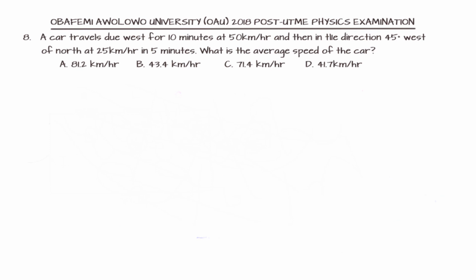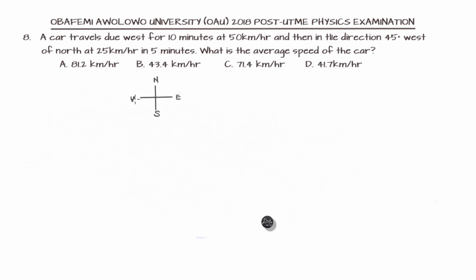In this question, we are told that a car travels due west for 10 minutes at 50 km per hour and then in the direction 45 degrees west, and we are to find the average speed. But looking at the options, we can see we are given our options in kilometers per hour. So we need to be careful so that we don't just dabble into the question, working in meters per minute, and then needing to translate back to kilometer per hour.